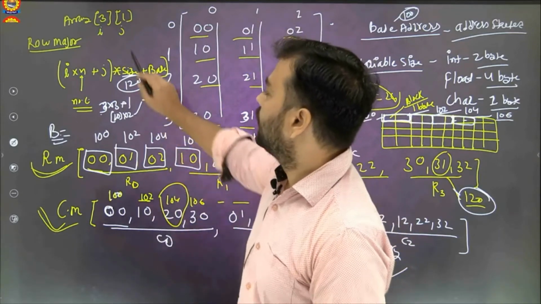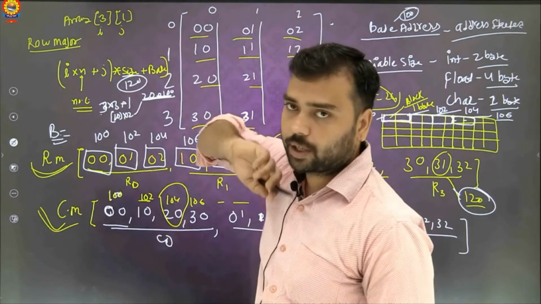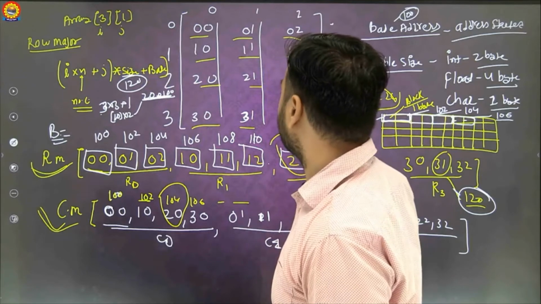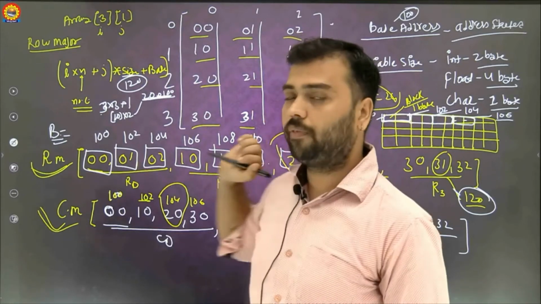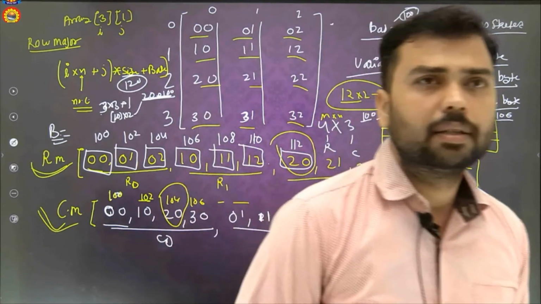So here 3 is the row, 1 is the column. So we multiply 3 with the total number of columns. So what is the total number of columns? We have 3 columns. So 3 into 3 is 9.